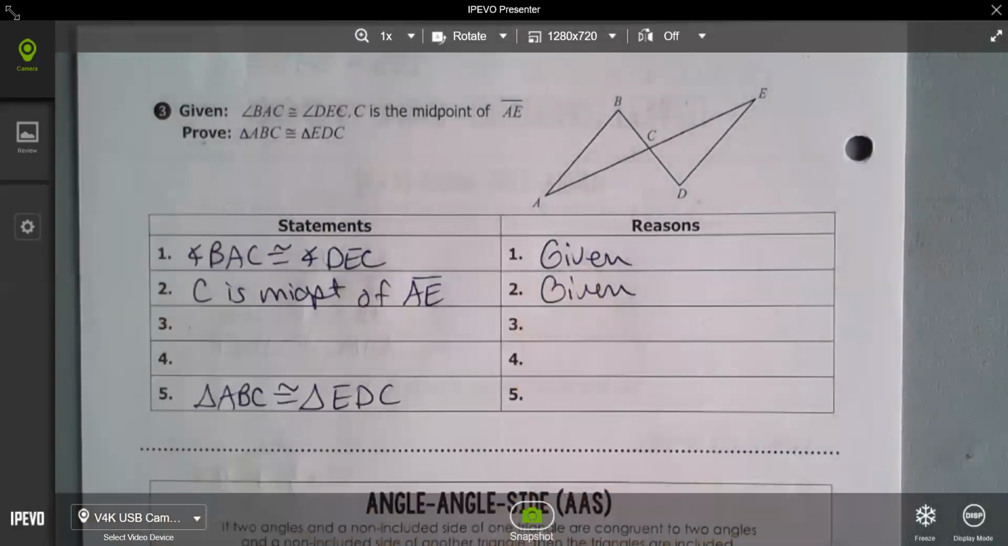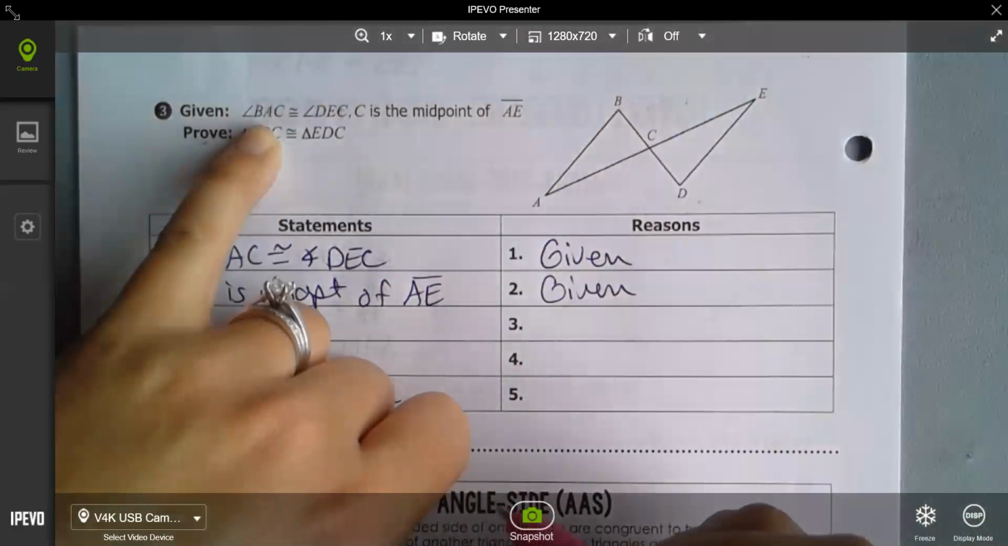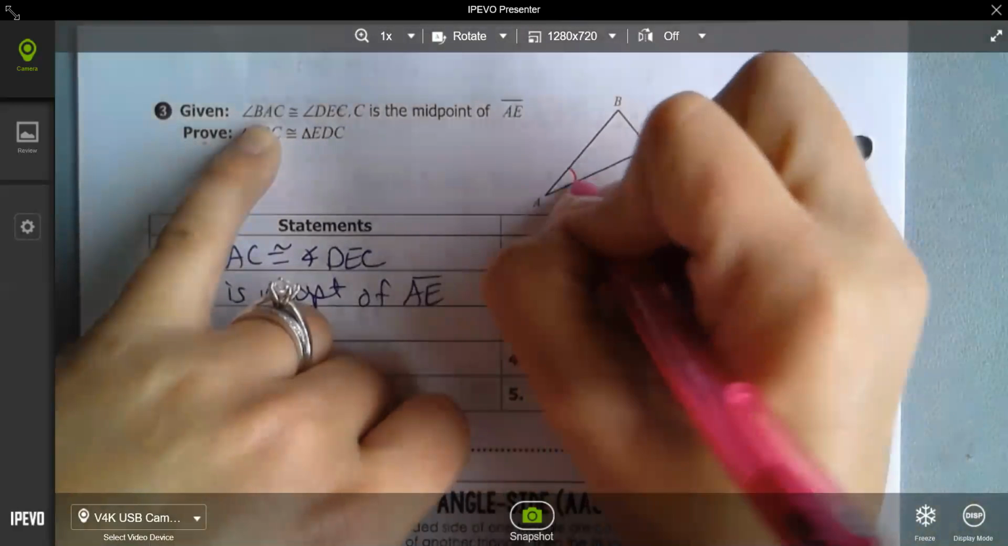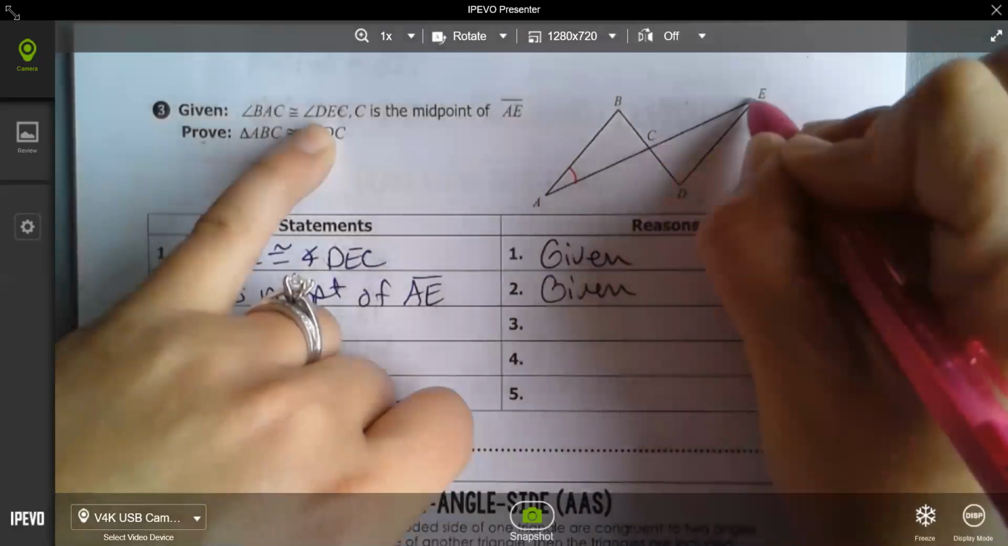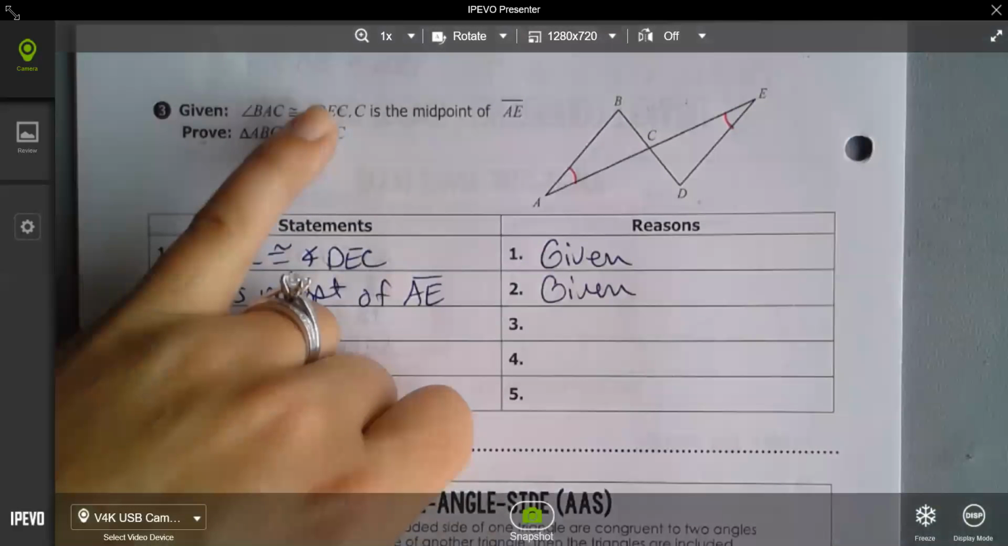All right, so I had 10 spots to fill out, and I've already got 5 of them filled in. We are currently halfway there. All right, now what? Well, now I'm going to mark up my triangles. So angle BAC, so that one, and DEC, that one, are congruent to each other. That's given.